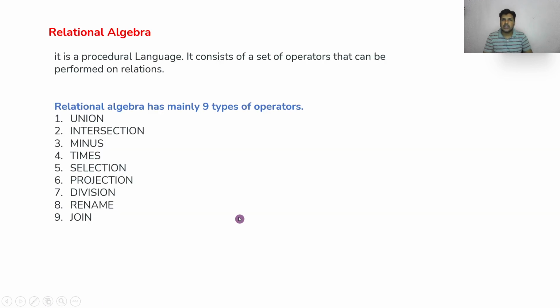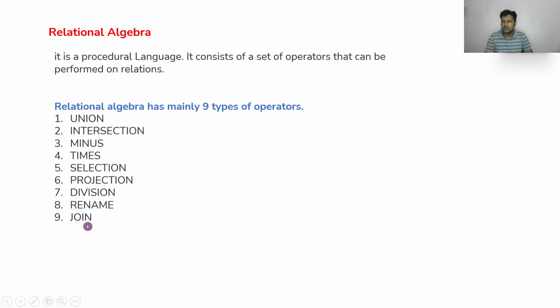Okay, right. Next, relational algebra. It is a procedural language. It consists of a set of operators that can be performed on relations. So these operations are performed on tables. Relations are nothing but tables, right? There are totally 9. Actually you will find them in different categories, even join they will show in a different category, but I have kept all 9 in a single category.